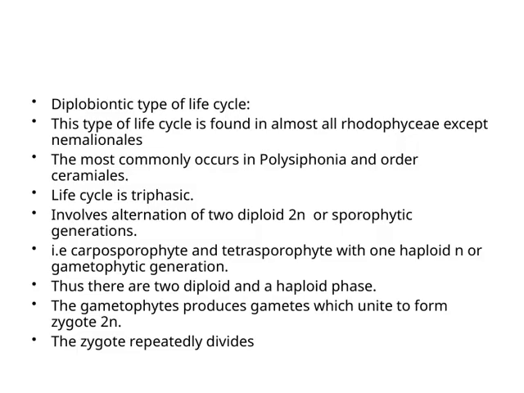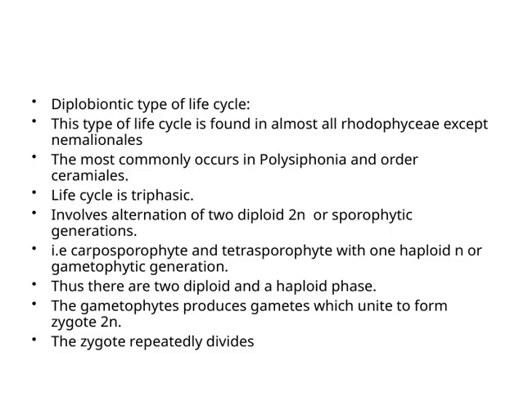Let's talk about the diplobiontic type of life cycle. This type is actually found in almost all rhodophyceae, which are red algae, except for the nemmelionals. So it's quite widespread, especially in groups like Polysiphonia and the order Ceramiales. Now, the key thing to remember here is that the life cycle is triphasic, meaning it has three distinct phases.